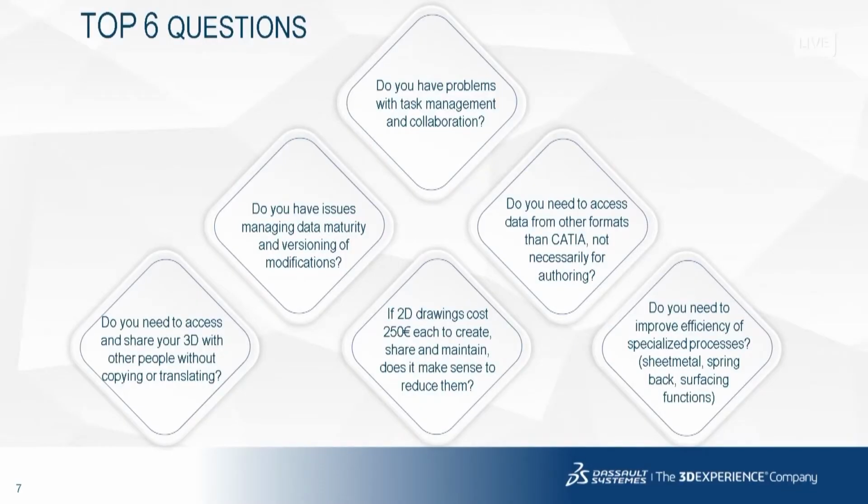So let's think about some of the top values. And what we did was we talked to customers, our sales teams, our technical teams, our consultancy teams, talked to many customers in the mid-market, and what we found are recurring questions. They're saying, and we're paraphrasing here, when we ask them, do you have problems with task management and collaboration? They're saying they do. They need access to data from other formats, not just CATIA, although they may be using CATIA v5, but not necessarily for authoring either.